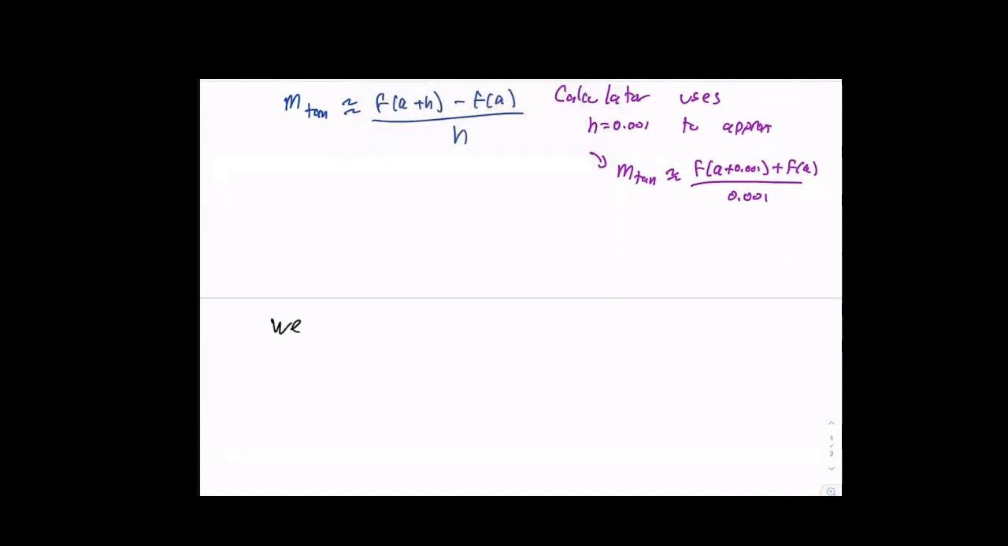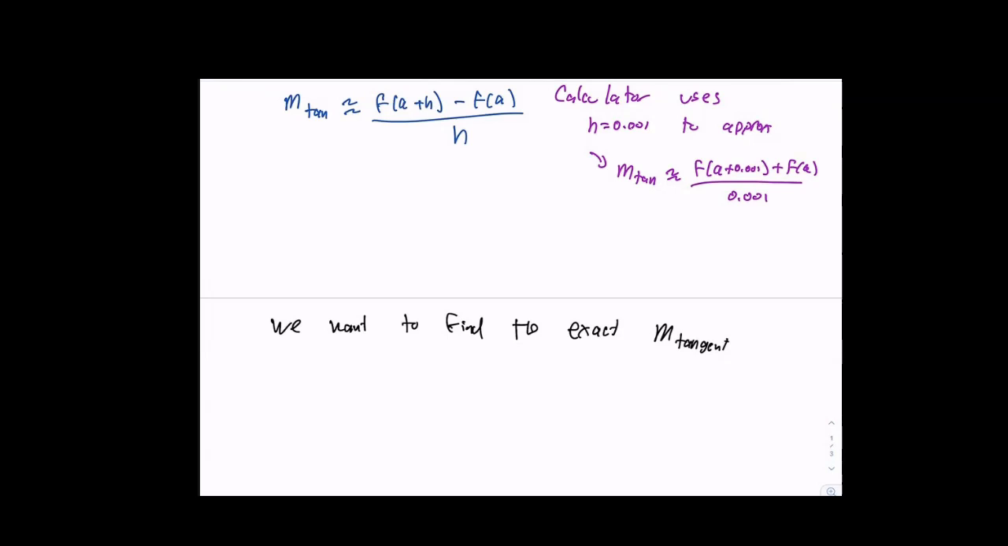But we want to find the exact slope of the tangent. We want to find the exact slope. We don't want to approximate the slope. So if the premise here is that as h gets closer and closer to 0, the closer h gets to 0, the better the approximation we have, why don't we take h and go to 0?